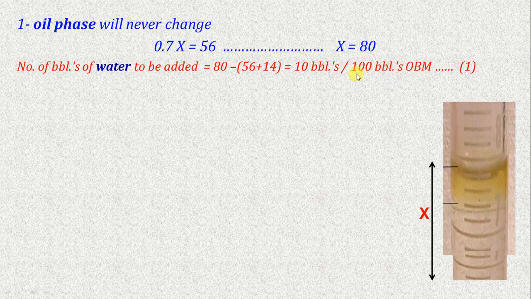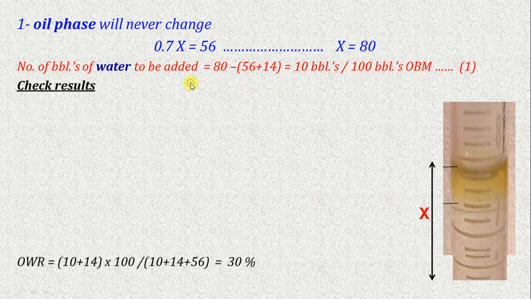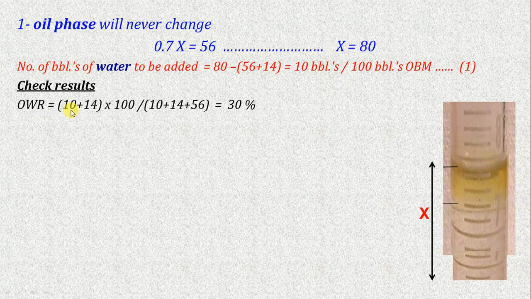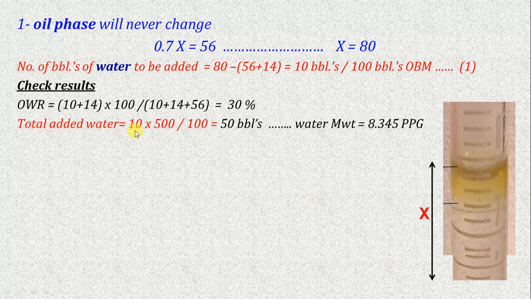And as I told you, let's make a check also. After making the check, oil water ratio equals (10 plus 14, this is all the water) multiplied by 100, divided by (10 plus 14 plus 56), which equals 30%, which is good, and you have already got what we want. So the total added water equals 10 multiplied by 500 divided by 100, which equals 50 barrels of water to be added, and the water mud weight equals 8.345 ppg. So the total water to be added is 50.